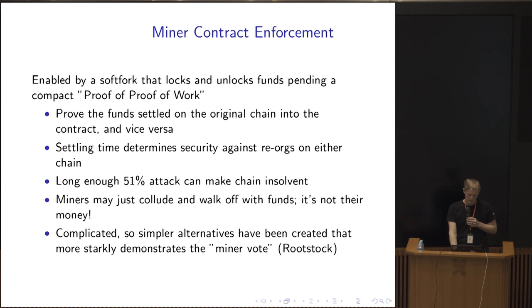This proof of work thing is fairly complicated. So simpler alternatives have been created. Rootstock does a very simple miner signaling opcode model where miners start signaling over a long period. They say, hey, I'm going to move this money out to this address, like a list of addresses. And it relies on this social layer of people realizing that the money's not going where the sidechain said it was supposed to go, and then taking corrective actions somehow. User-activated software or something, I don't know.